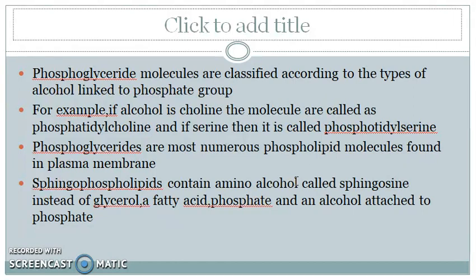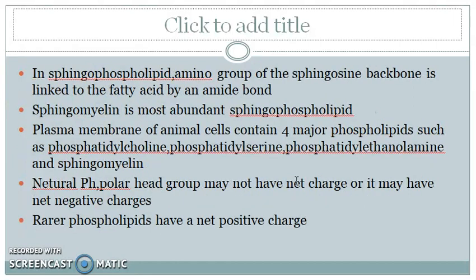And the sphingolipids contain an amino alcohol called sphingosine, instead of glycerol, along with a fatty acid, phosphate, and an alcohol attached to the phosphate. Now in sphingophospholipid, the amino group of the sphingosine backbone is linked to the fatty acid by an amide bond. Now sphingomyelin is the most abundant sphingophospholipid.